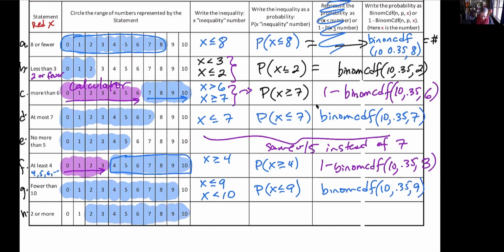Finally, 2 or more includes the 2, so I'm looking at this. And again, that is going up from 2, so I'm looking at finding all of these. It doesn't include the 0, so again, I'm looking at the complement. So I need to use the calculator to find these two. That's going to be a 1 minus a binomcdf 10, .35, 1. So the probability here is the probability that X is greater than or equal to 2.